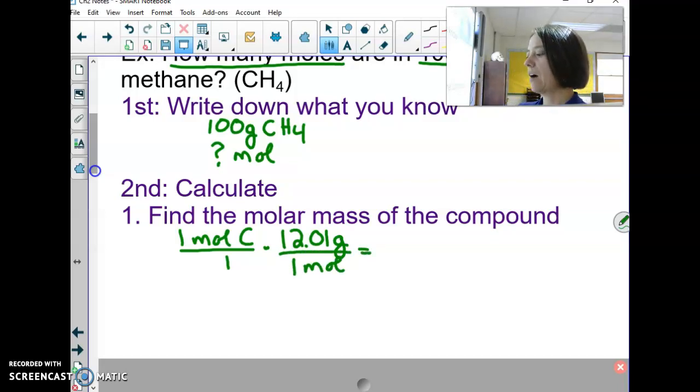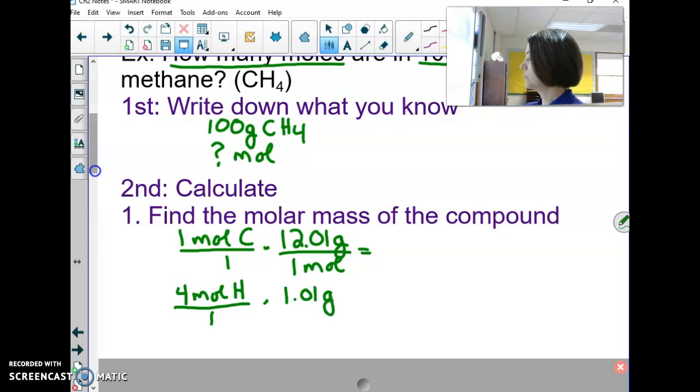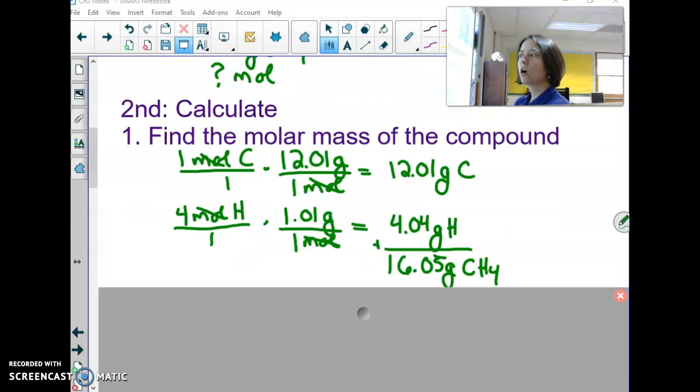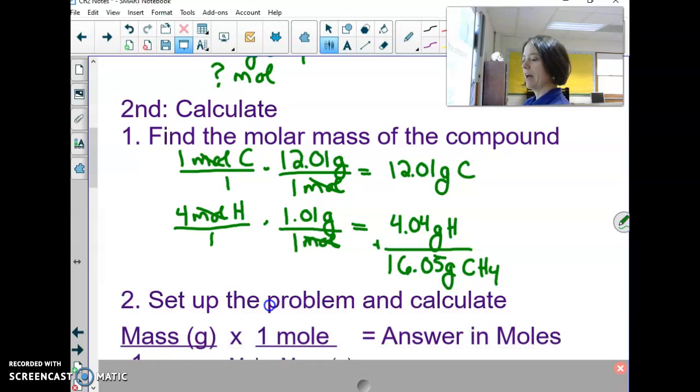And then in CH4, we're going to have 4 moles of hydrogen over 1 times 1.01 grams per 1 mole. And then we're going to cancel out our moles. We're left with grams carbon, cancel out our moles, left with grams hydrogen. All right, please do your math and add them up to get your molar mass of methane. If you got 12.01 grams of carbon and 4.04 grams of hydrogen, adding them up to make 16.05 grams of methane, then you are correct. If not, you'll want to double check your math.